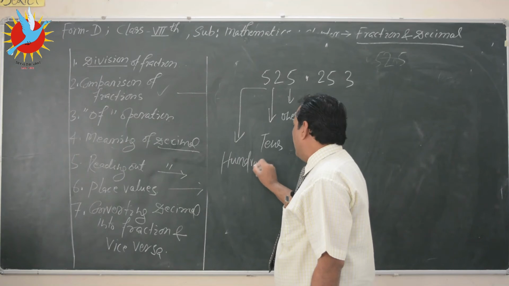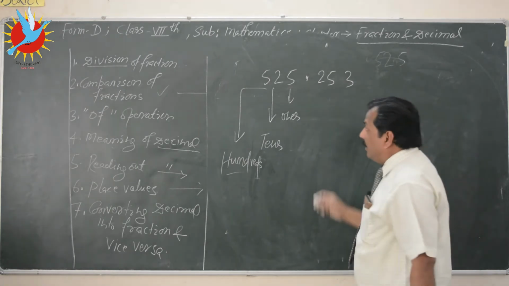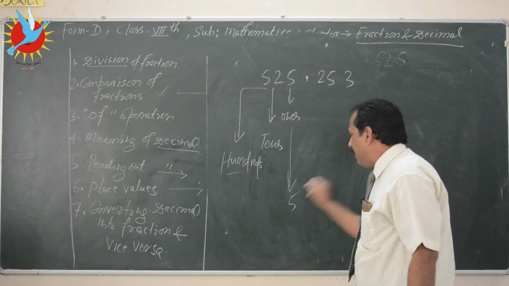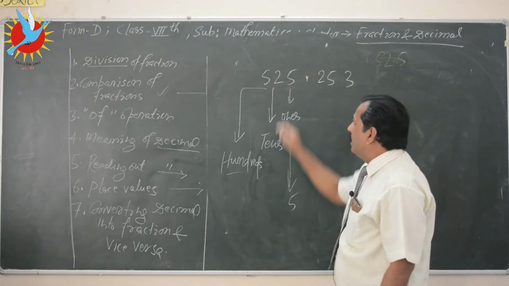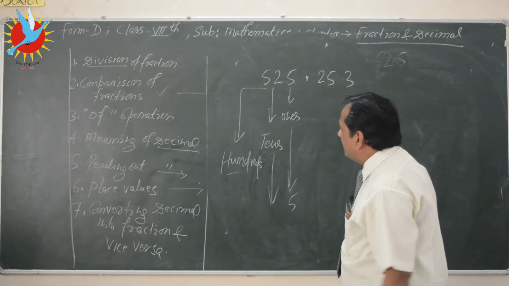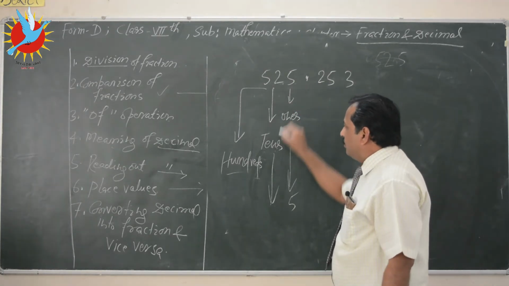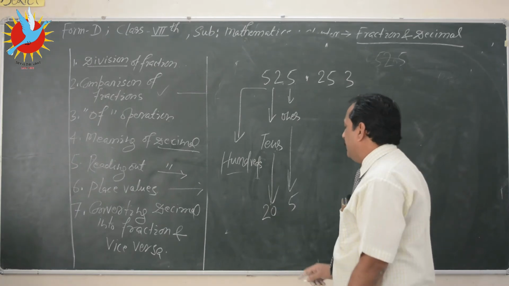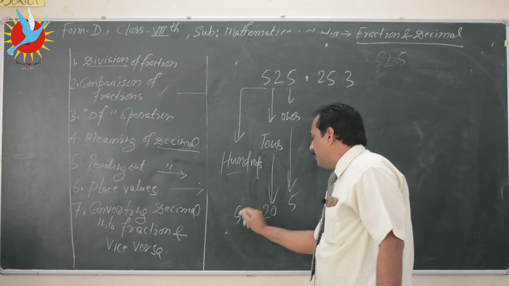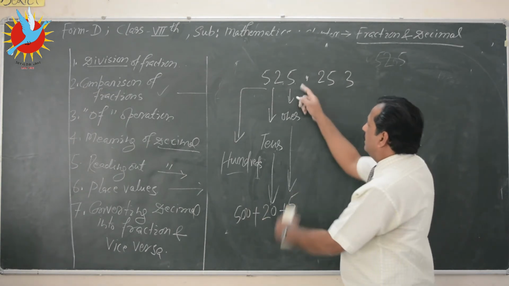So what is place value? The 5 is at the ones place, so this is simply 5. The place value of this 5 is 5. This 2 is at the tens place, so you must have done these things in your lower classes. So 2 tens means the place value is 20. And this 5 is in the hundreds place, so this is 500. So 500 plus 20 plus 5, that is 525.